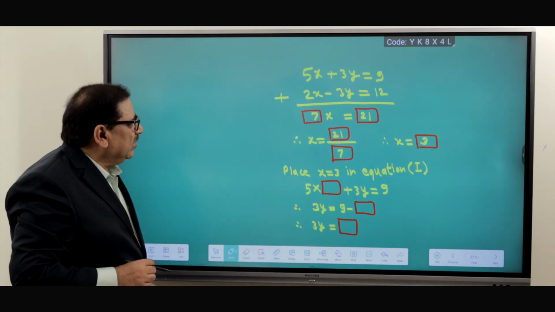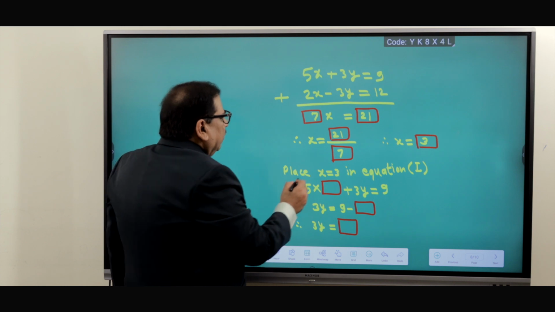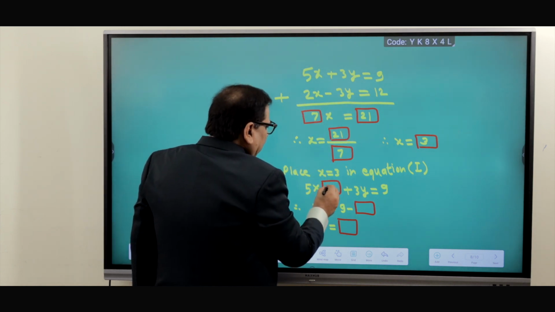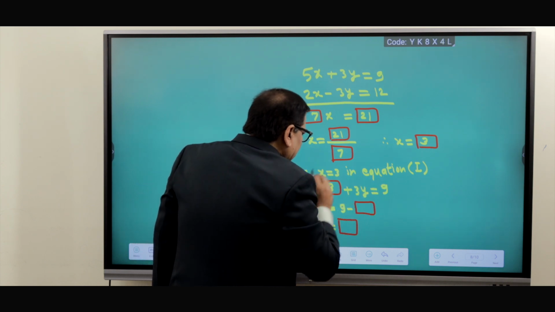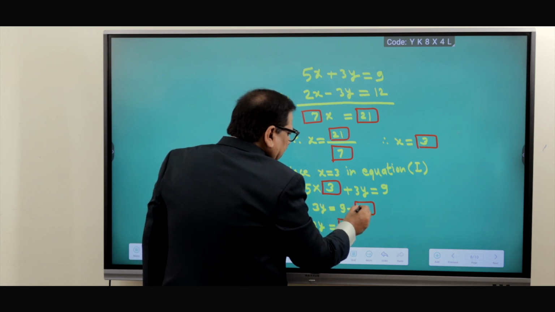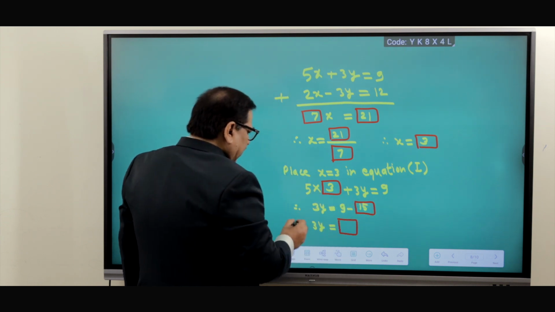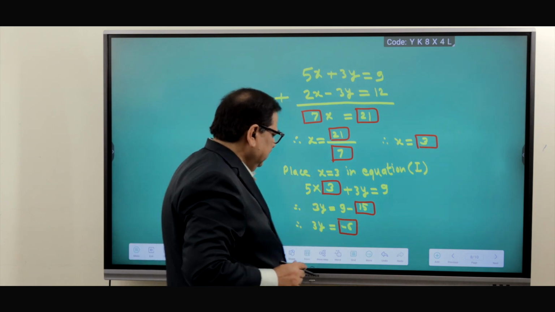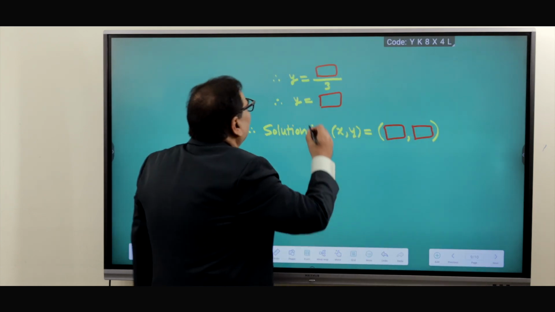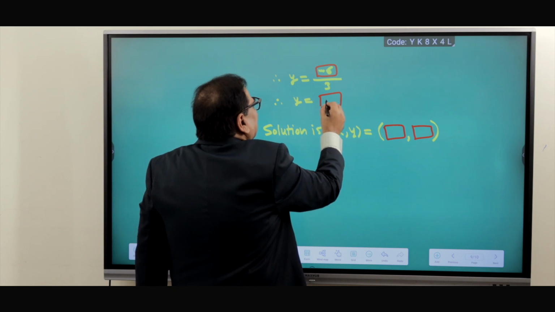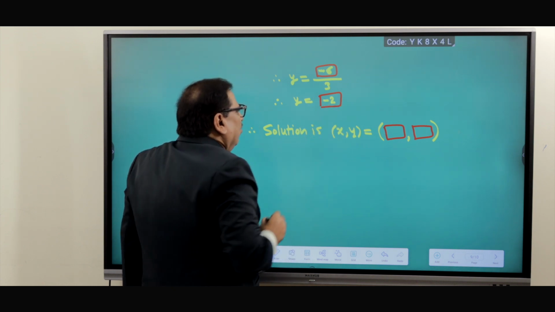Place x is equal to 3 in equation 1. Equation 1 is 5x plus 3y is equal to 9. So 5 into 3 plus 3y is equal to 9. Therefore 3y is equal to 9 minus 5 into 3, which will become 15. And therefore 3y is equal to minus 6. Therefore y is equal to minus 6 upon 3, and therefore y is equal to minus 2.